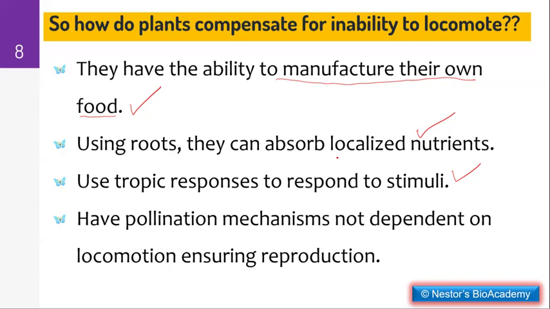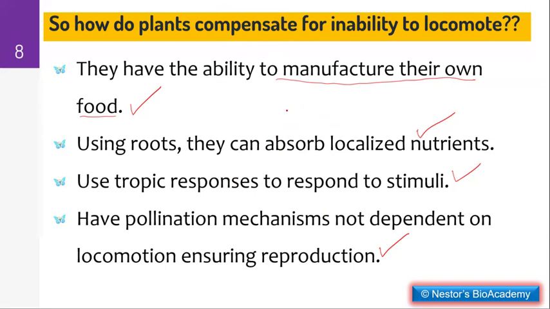And of course, plants usually have pollination mechanisms that are not dependent on locomotion. A good number of plants have their flowers pollinated by wind or by insects. So they don't need to move from one point to another to ensure reproduction. So these mechanisms ensure that plants are always able to compensate for their inability to locomote. So why do plants need support?